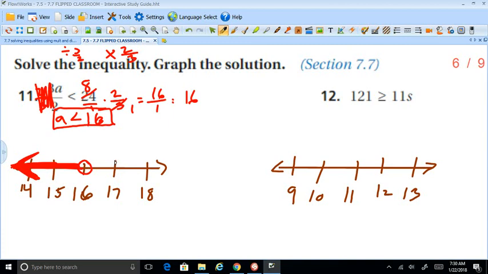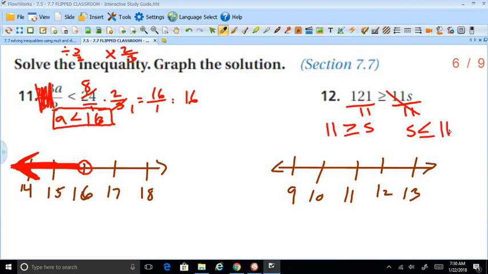Number 12, I want to get s by itself. Right now it's being multiplied by 11. So to undo that, I divide both sides by 11. Divide by 11, and I get 11 is greater than or equal to s. I'm going to flip it around. S is going to still be on the lower side, the left-hand side, but I'm going to flip my sign. Less than or equal to 11.